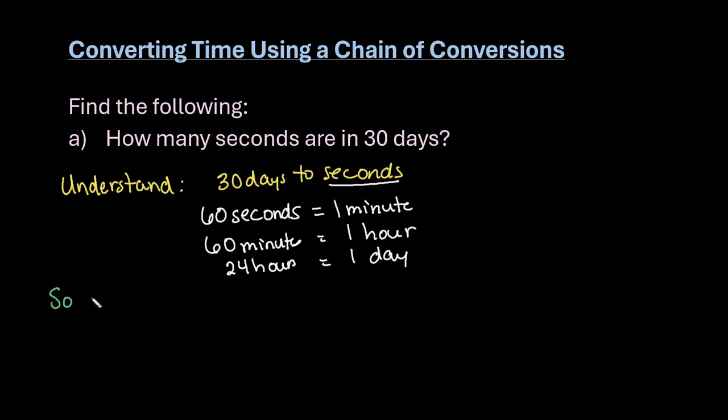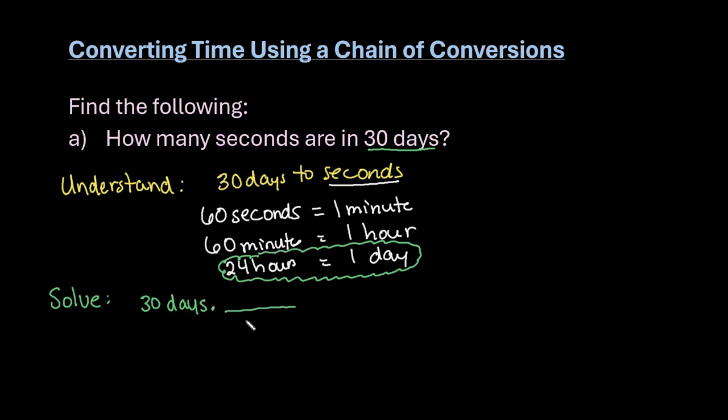So when we solve this, the first thing that you want to do is start with what you have. So we know that we have 30 days. We want to get rid of days and convert it to something else. So the one that we would use that deals with days is that 24 hours equals 1 day. So we want the days to cancel, so I would put the days on the bottom. So 1 day is equivalent to 24 hours. By doing that, it eliminates the units of days.